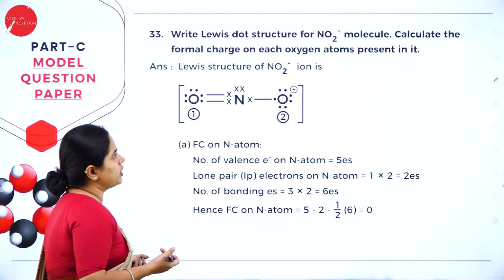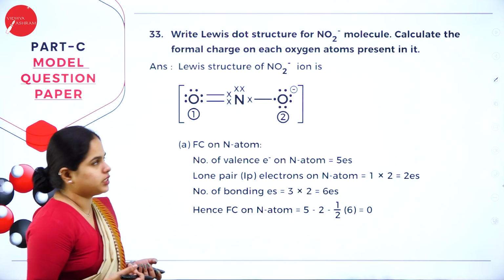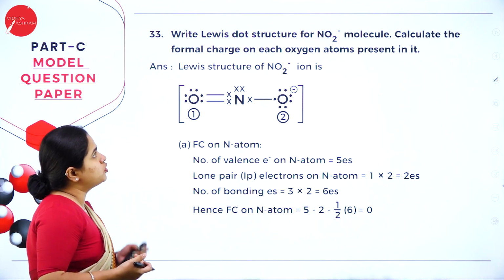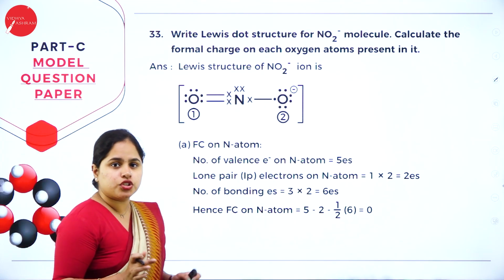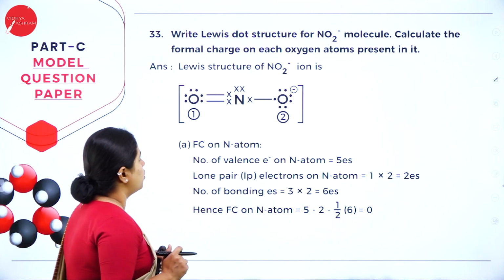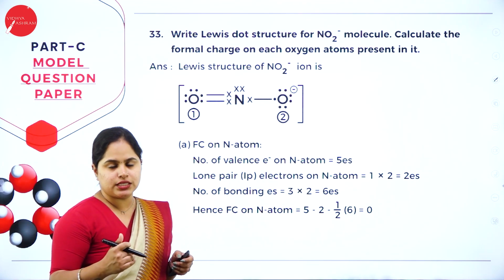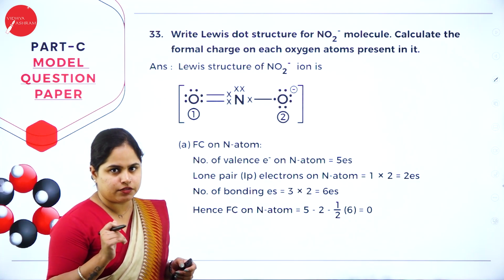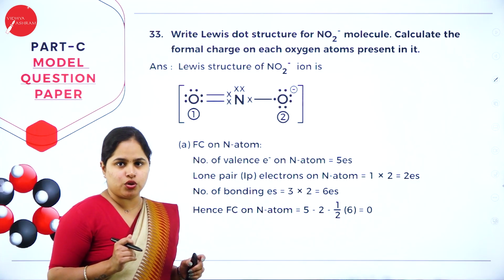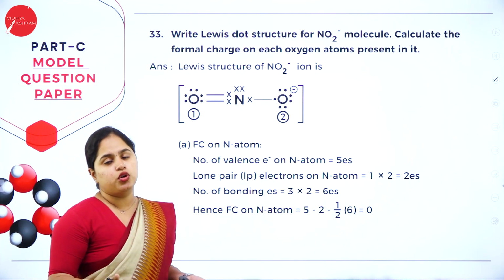Calculate the formal charge on each oxygen atom present in it. Okay, so the first part is we have to draw the Lewis dot structure for NO2 minus. We know the atoms present here: nitrogen and 2 oxygen atoms, and you have a negative charge. So what is the first step to draw the Lewis dot structure?